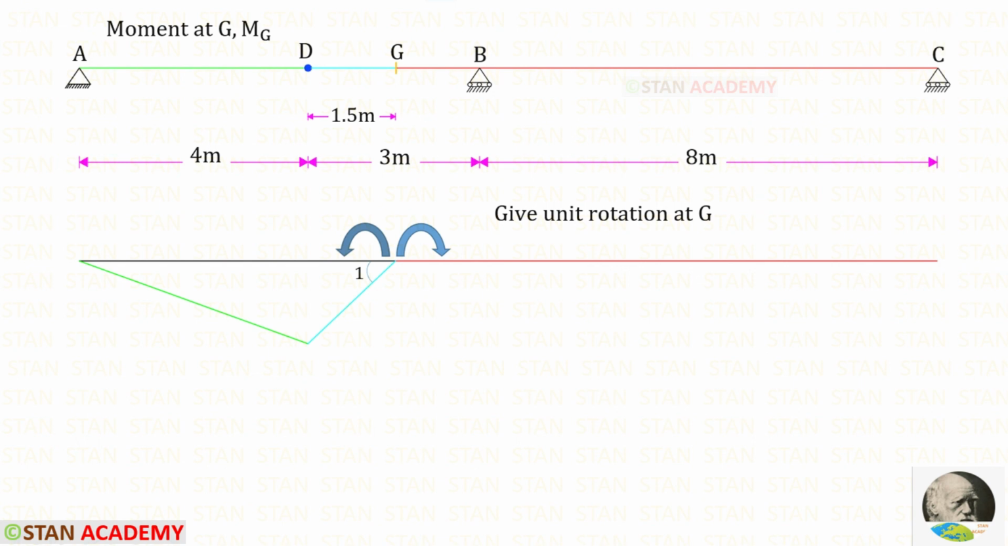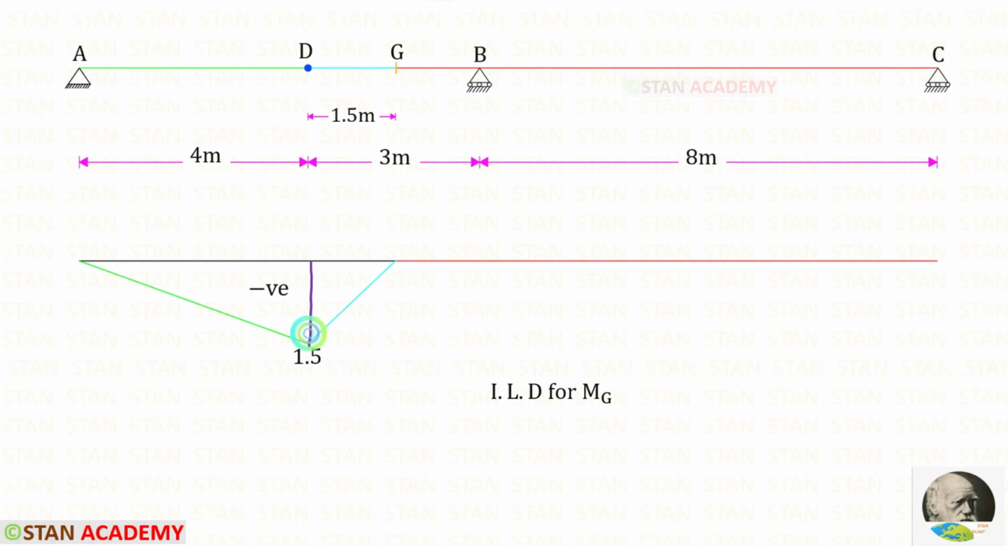Now we are going to draw the ILD for the moment at G. We have to give unit rotation in the point G. We know that on the right side we cannot rotate. DG will rotate like this. The hinge in the point D will go downwards and the segment AD will follow like this. Since we can rotate on only one side, this angle will be unity. This height will be 1.5. This is the ILD for MG.